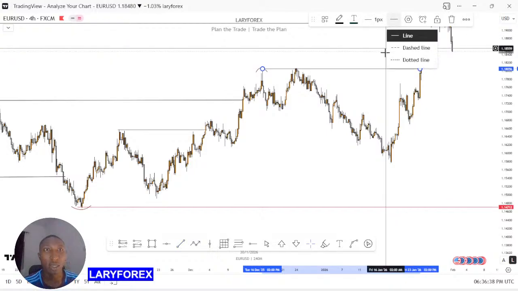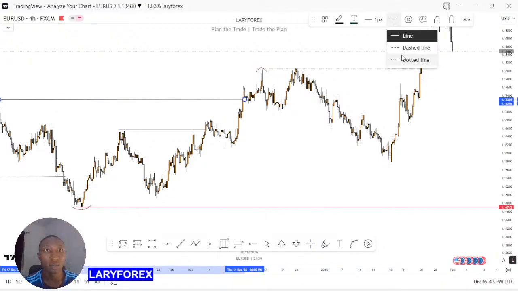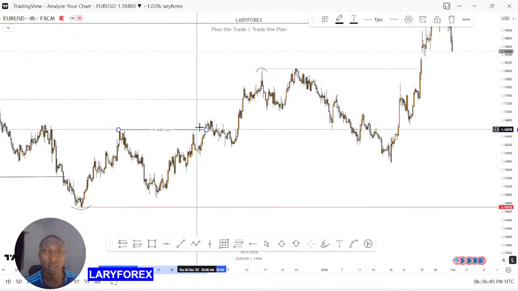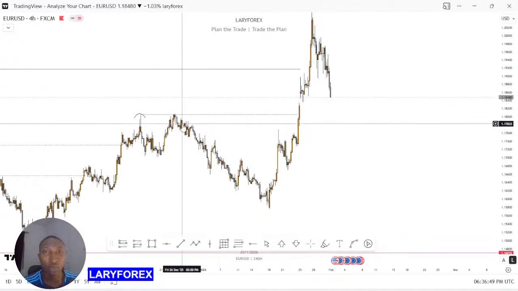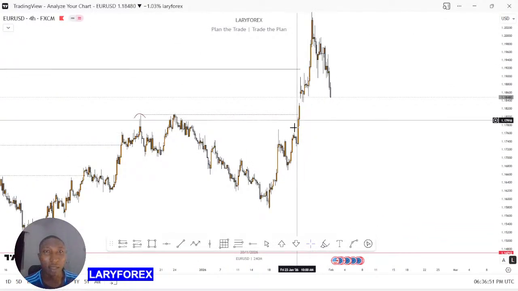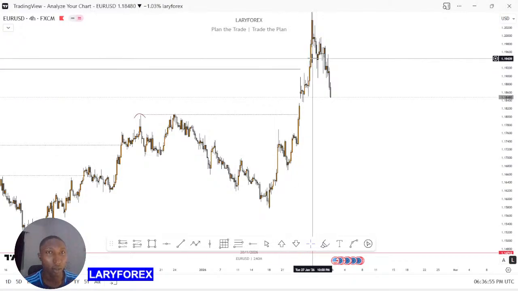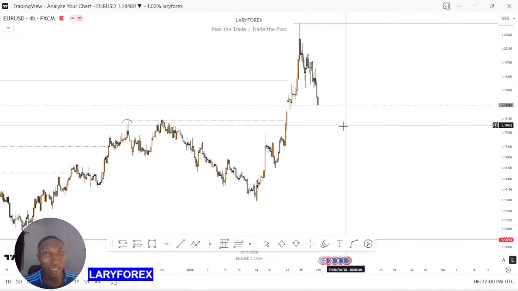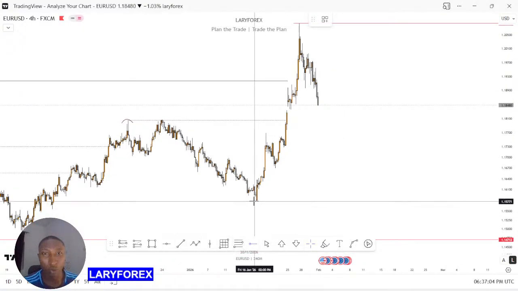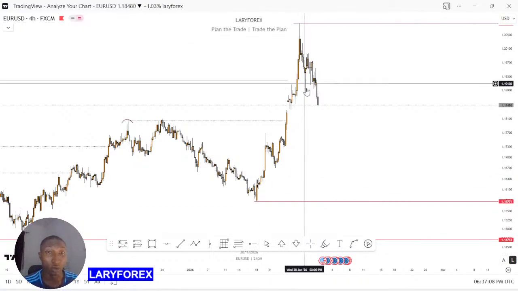So because these are internal, let me clear this so the lines won't confuse. If our internal structure break is at this level, then this particular push led to the major break of the higher time frame. Remember, internally this is our swing point A, and then we have our swing point B, where the higher time frame swing point B is.